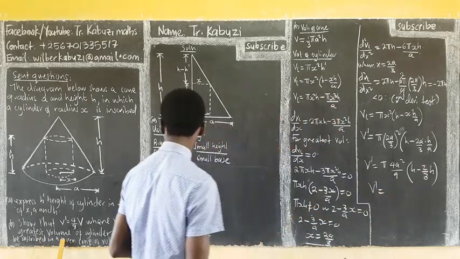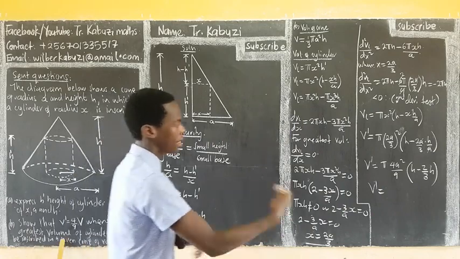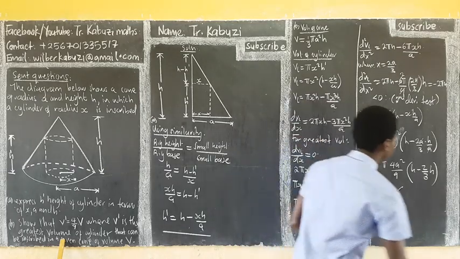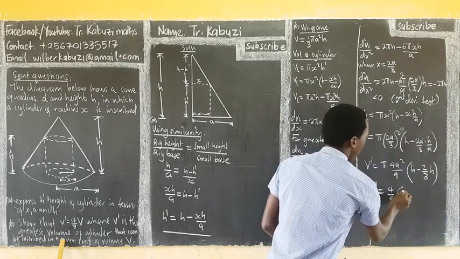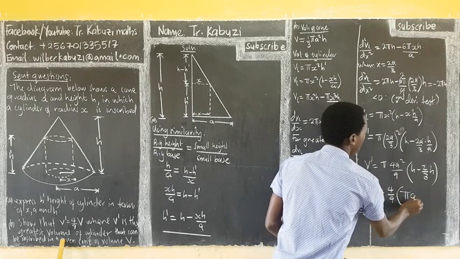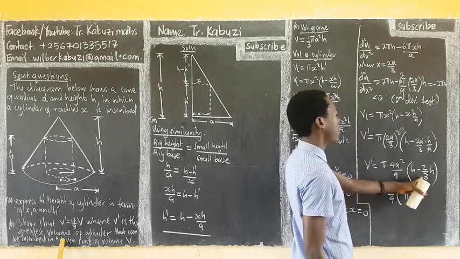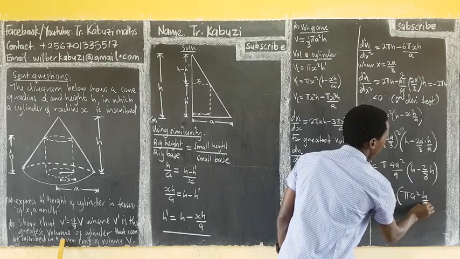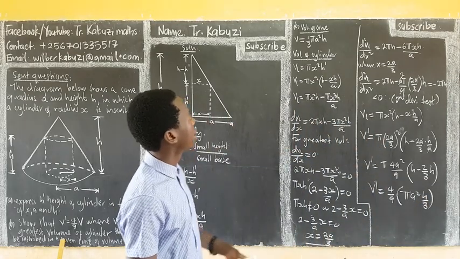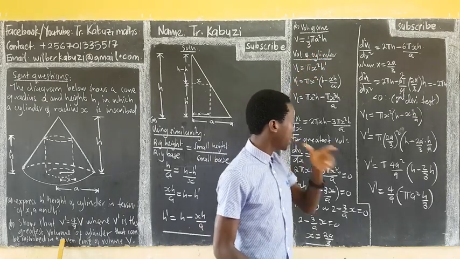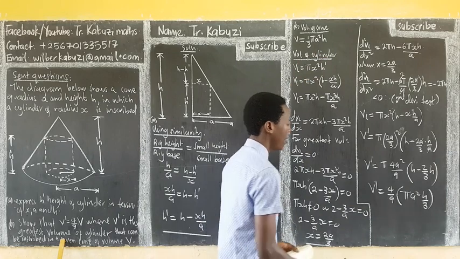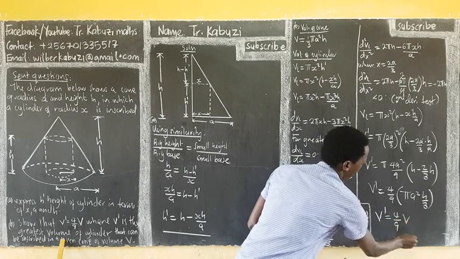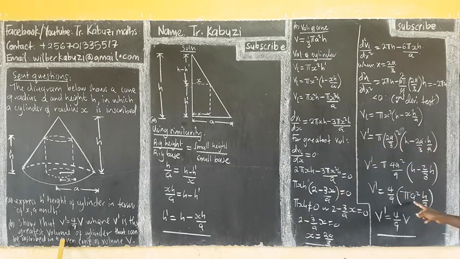Now you see that for our proof, we have 4 over 9 pi a squared. When we simplify h minus 2/3 h, it gives h over 3. So now our V prime is going to be 4 over 9 pi a squared times h over 3.